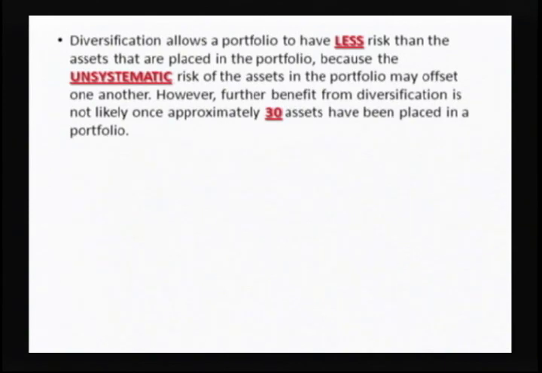A further benefit from diversification is not likely once we have about 30 assets in the portfolio because most of the unsystematic risk factors have been accounted for by the time we choose 30 unrelated stocks at random. Then you can't really further diversify away risk beyond that point.